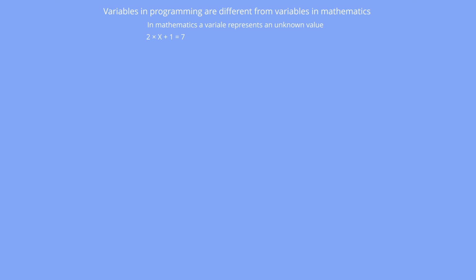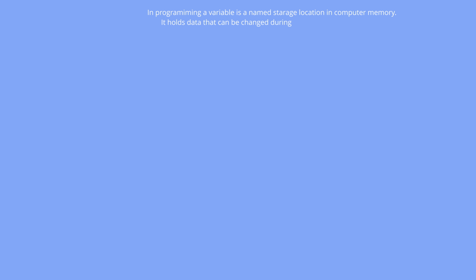Let's find out this value. As we can see, if and only if x equals 3, our equation is true. In programming, a variable is a named storage location in computer memory. It holds data that can be changed during the execution of a program.